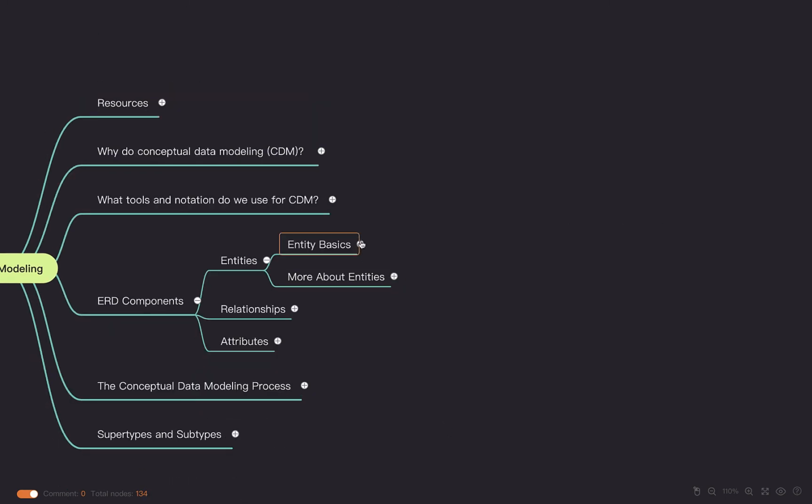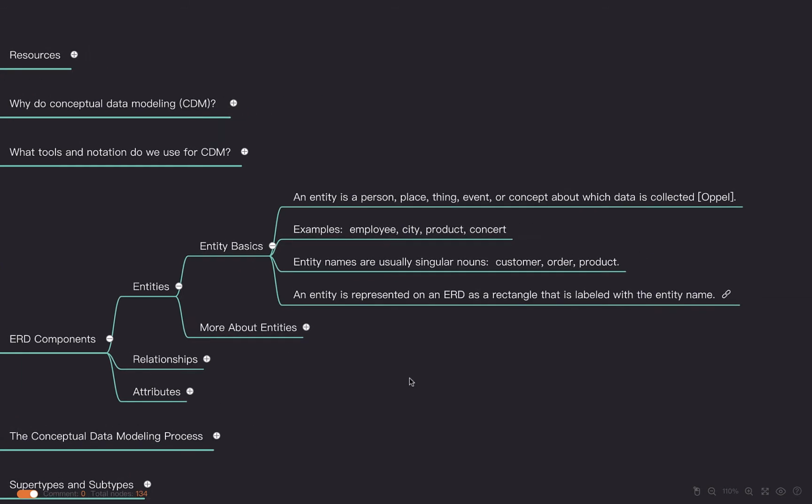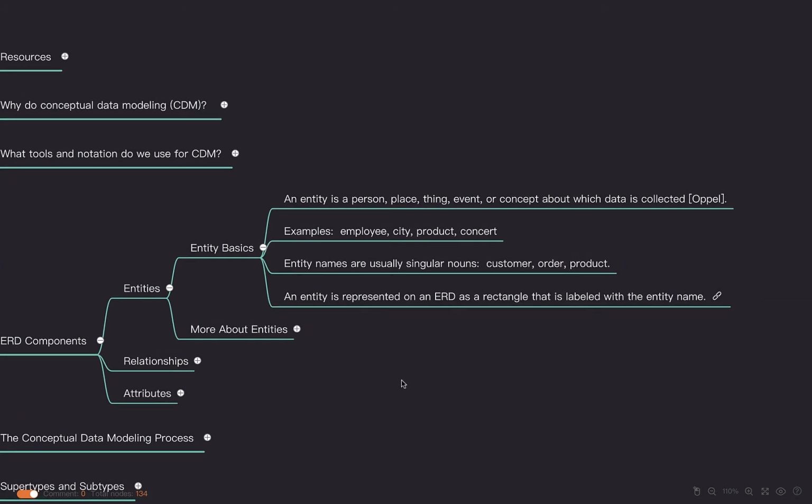So let's begin with entity basics. What is an entity? An entity is a person, place, thing, event, or concept about which data is collected. I borrowed that from Andy Oppel's book. So examples of entities would include employee, city, product, concert. And the names of entities are usually singular nouns: customer, order, product.